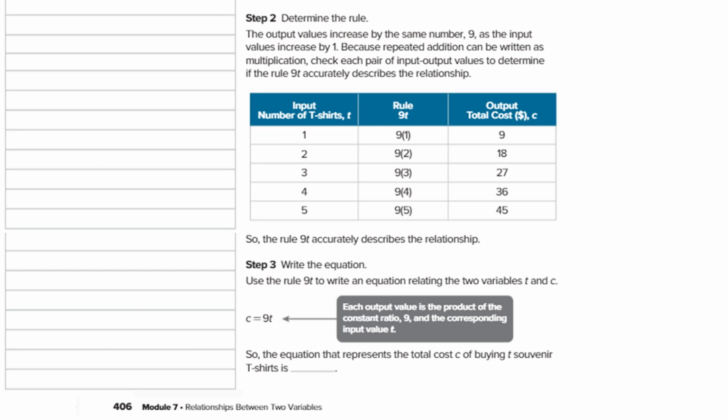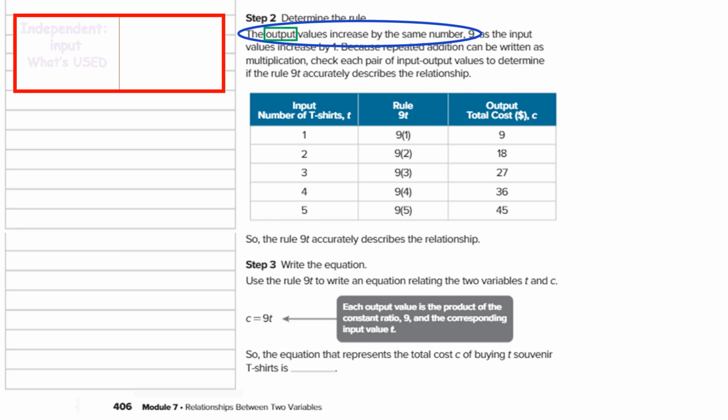So let's look at this example as they start to ask us questions about patterns and what we will talk about as sequences. Right? So when we look at the output values, the answers are going to increase by the same number, and they tell us that that is 9. So once again, when we talk about output, we're talking about our dependent versus our independent.